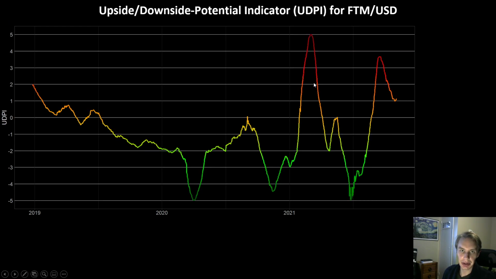So another thing that we can look at is, instead of just plotting the price action and color coding it, we can actually look at the raw output of the model and see what that's telling us. So as you can see, I have on the y-axis here the UDPI output, so 5 high risk, -5 low risk. And what you can see is that the UDPI really bottoms out at those historically advantageous times to buy.